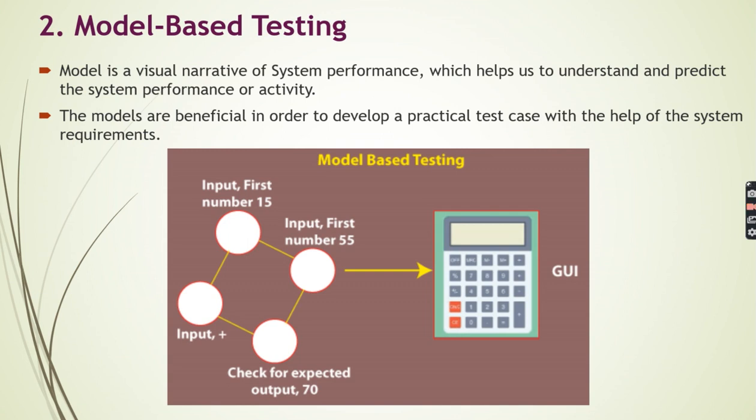First, suppose we have to do an addition of two numbers. First input the number 15. Then we press plus. Then for the second number we input 55 and then check the expected outcome, that is 70.